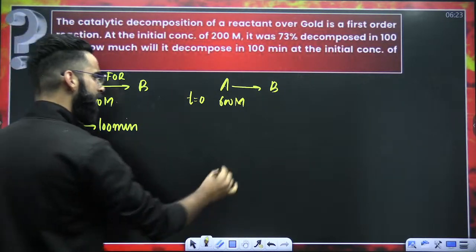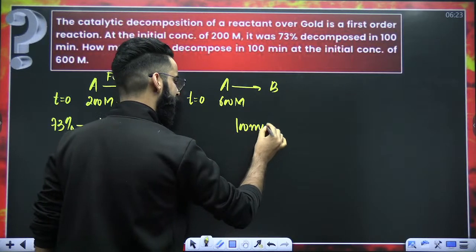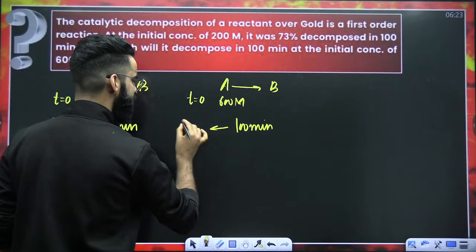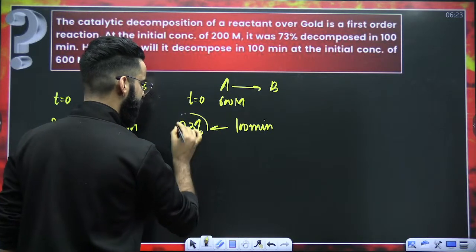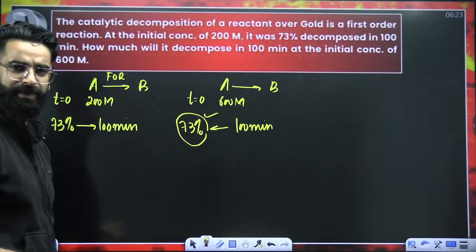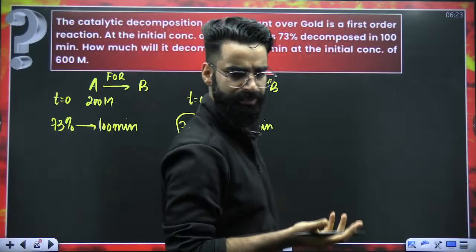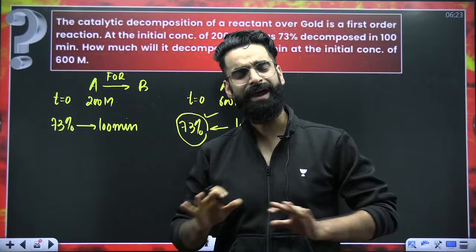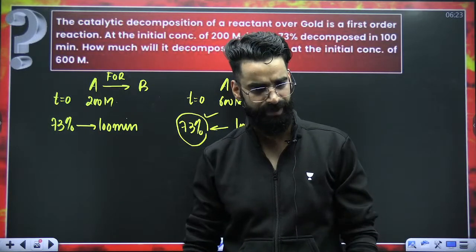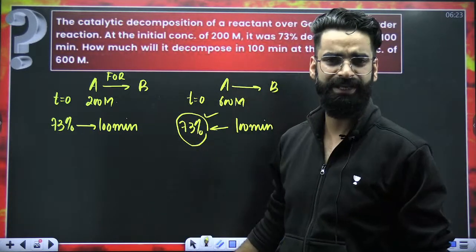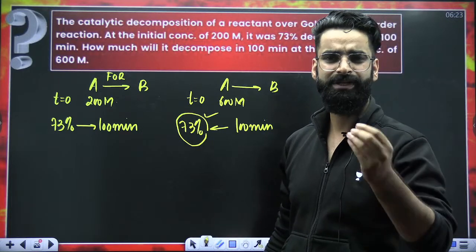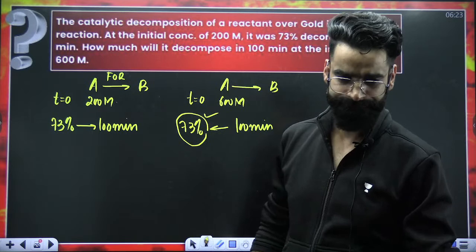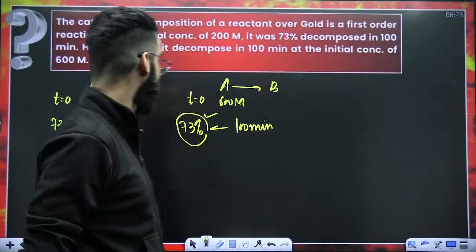Now, he's asking you, in 100 minutes of time, how much reaction would have got completed? The same 73% of the reaction would have got completed. So the answer is 73%. Because I told you 5 minutes back, the time taken to complete X% of a first order reaction is absolutely independent of the initial concentration of reactant. Whatever initial concentration you keep, nothing will happen to the time taken to complete a certain percentage of the first order reaction. Is it clear to everyone?